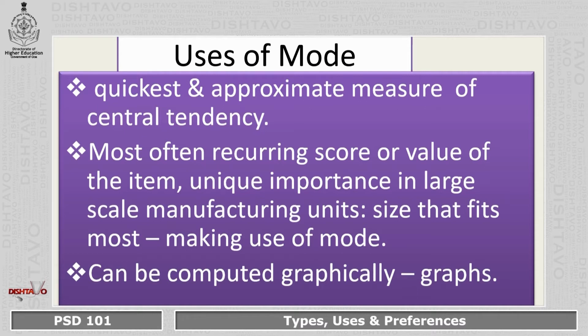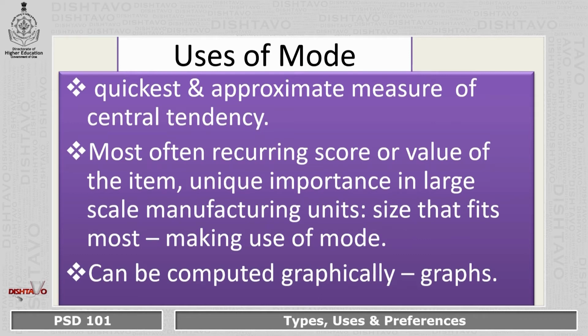We have the uses of mode next. If we want to have a quick and approximate measure of central tendency, we have the use of mode. What is the mode? It is the most often recurring score or value of the item, and its unique importance lies in large manufacturing units who are trying to check which size fits most men and women. What they are going to make use of is the mode. And just like median, mode also can be computed graphically, that is, when data is presented to us in the form of graphs.